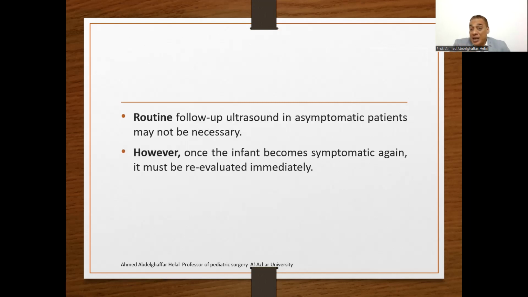Routine follow-up ultrasound in an asymptomatic patient may not be necessary. However, once the infant becomes symptomatic again, it must be re-evaluated immediately.